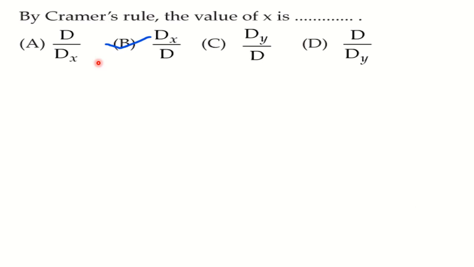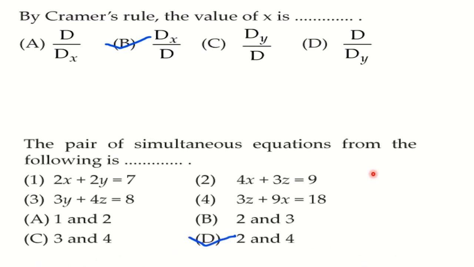Next, which is very easy. By Cramer's rule, the value of x is, you know, x is equal to Dx by D. So option number B is correct. Okay, Dx always appears in the numerator and D appears in the denominator. Okay, let us go further.